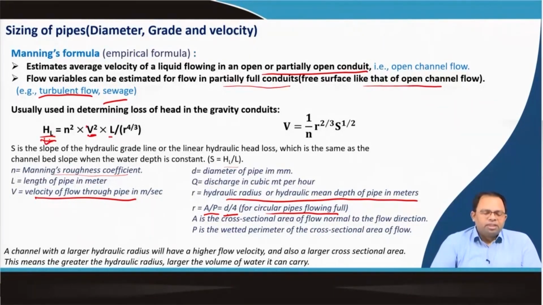What is the meaning of this? That means head loss per unit length. We call it S, or we can call it the channel slope. So, this is the linear hydraulic head loss, which is the same as the channel bed slope. So, V is equal to 1 by n R to the power 2/3 into S to the power half. R becomes 2/3 instead of 4 by 3 because if I take V square on this side, we have to take a square root.